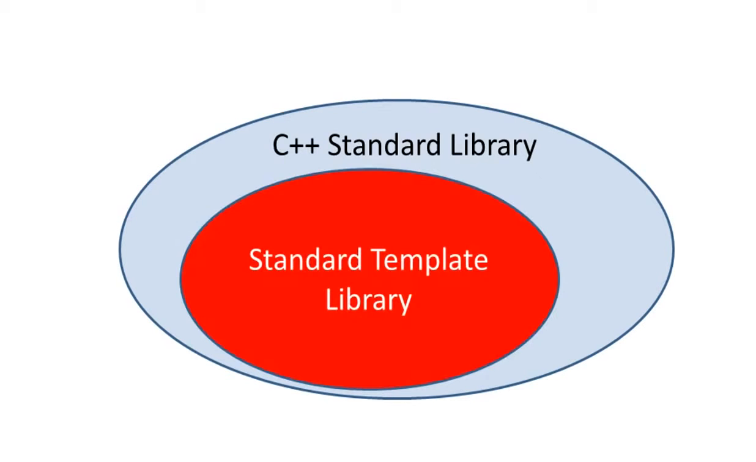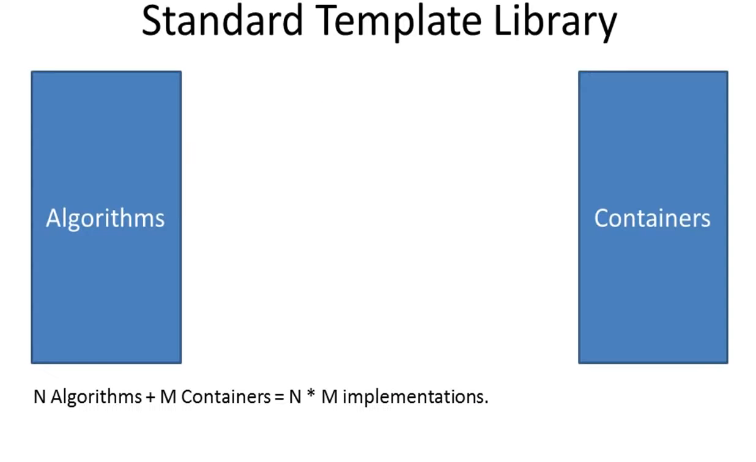And the standard template library is at the heart of the C++ standard library. And that's what we're going to talk about today. So what is in the standard template library? The standard template library has algorithms and containers. The containers contain data, and algorithms operate on the data that's in containers. So you can think of it as data structures and algorithms.